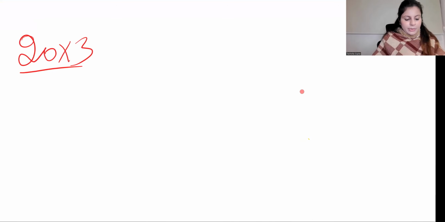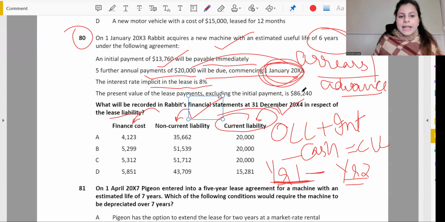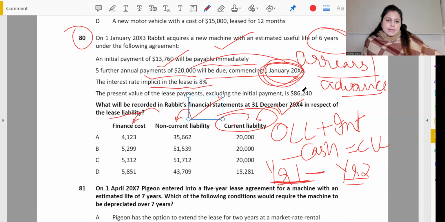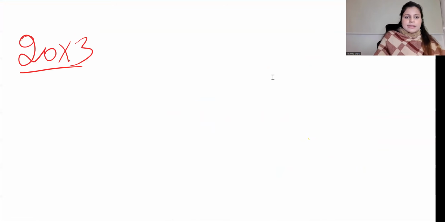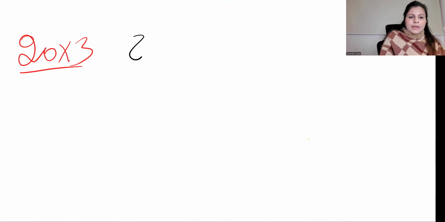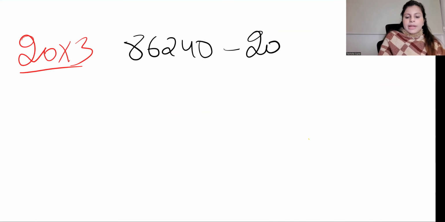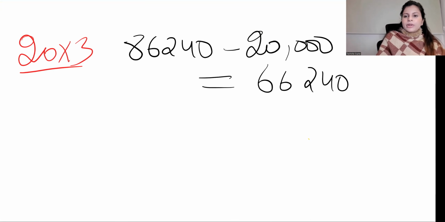What's my brought forward amount? Brought forward lease liability. Total lease liability is given to you as 86240. So take this 86240 initially, opening lease liability. From this deduct the payment that you've made, 20,000 is the payment. So you get 66240. In that you are going to charge interest at 8%.